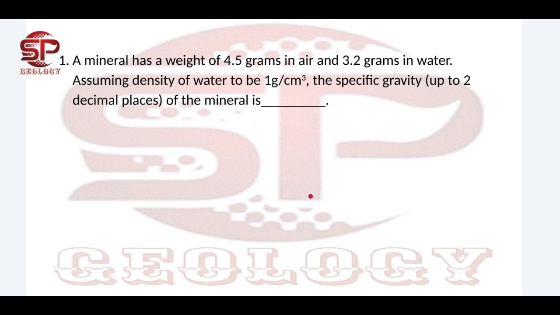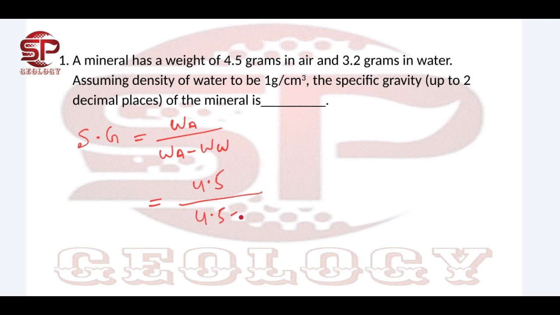Then, a mineral has a weight of 4.5 gram in air and 3.2 gram in water. Assuming the density of water to be 1 gram per centimeter cube, find the specific gravity up to 2 decimals. So write down the formula: specific gravity equals weight of mineral in air divided by weight of mineral in air minus weight of mineral in water. The weight of mineral in air is 4.5 gram, divided by 4.5 minus 3.2. It will be 3.46.